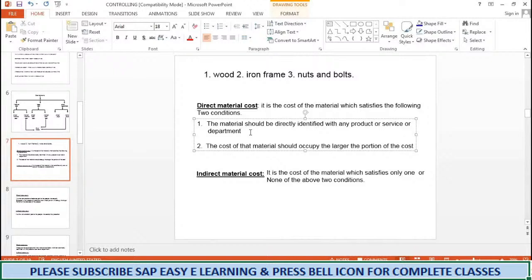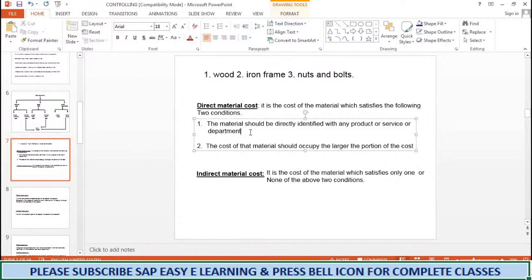One more example. Take the shirt, what we wear. The cost of the cloth is direct material cost. The cost of the collar cloth is direct material cost. Cost of the thread is indirect material cost. Clear? Take the shoes. Cost of the leather is direct material cost. Cost of the sole is direct material cost. Cost of the polish material is indirect material cost. Cost of the lace is indirect material cost.